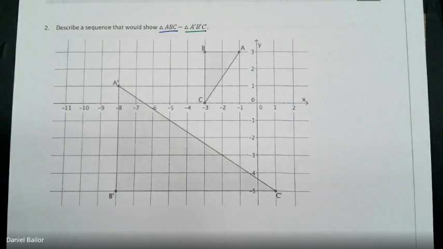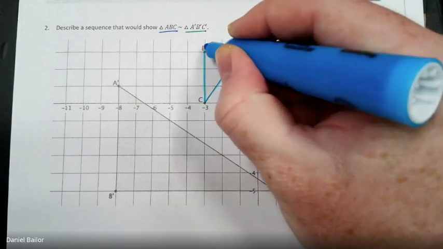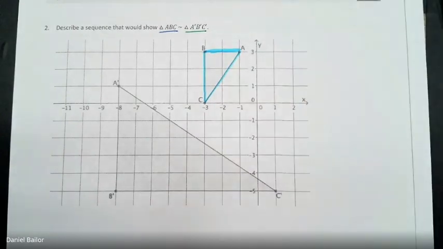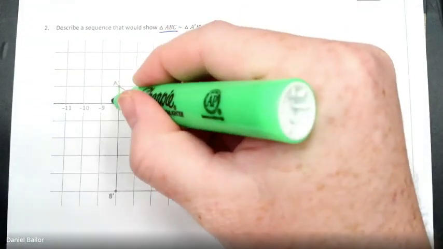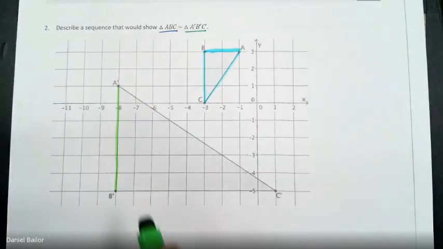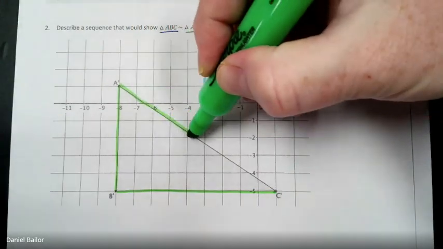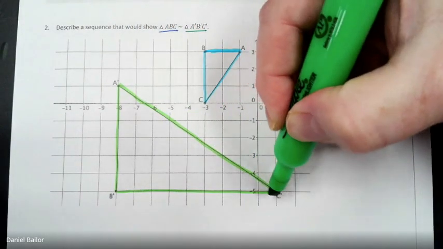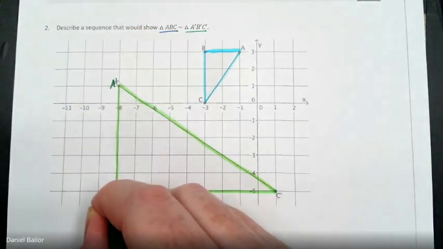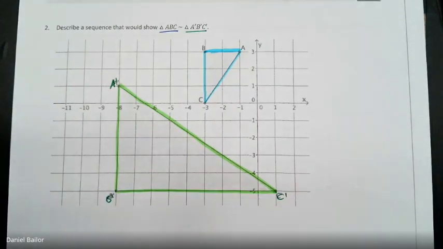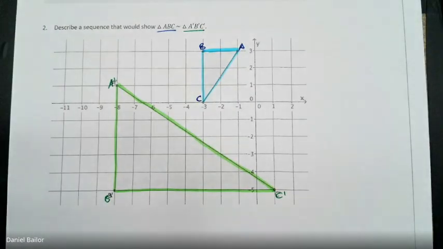So they want us to show that ABC and A prime, B prime, C prime are similar, which means, in other words, we need to prove similarity, which means we need to move them, change them to make them line up. We need to move them to make them line up. And we can do this. I'm just labeling the colors so you can see better.